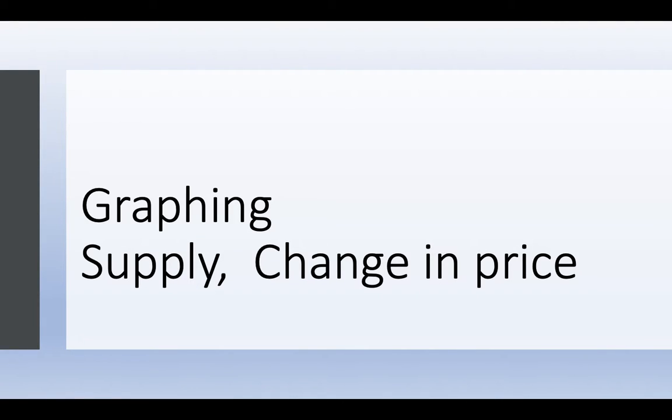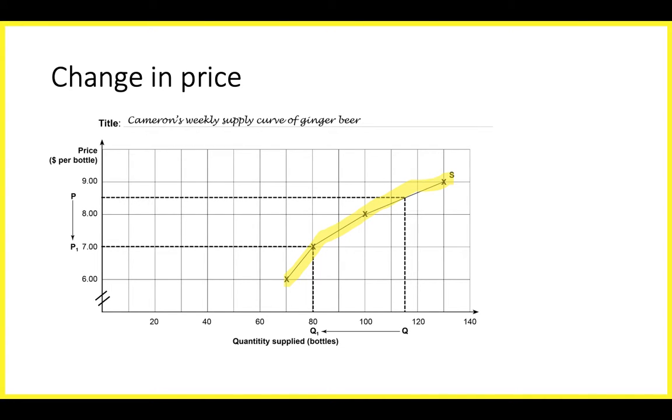Hi, in this video I'm going to go over the supply curve and how we show a change in price. So we've got an example of Cameron who is supplying ginger beer, and at the moment we're just looking at the highlighted yellow line showing this supply curve. We've got some points, we've plotted the different amounts he's willing to supply at the different prices.